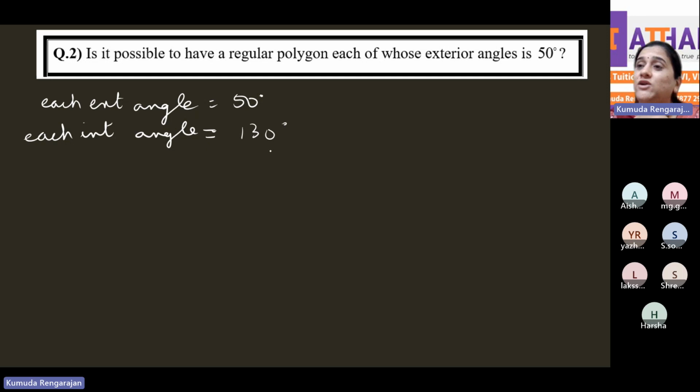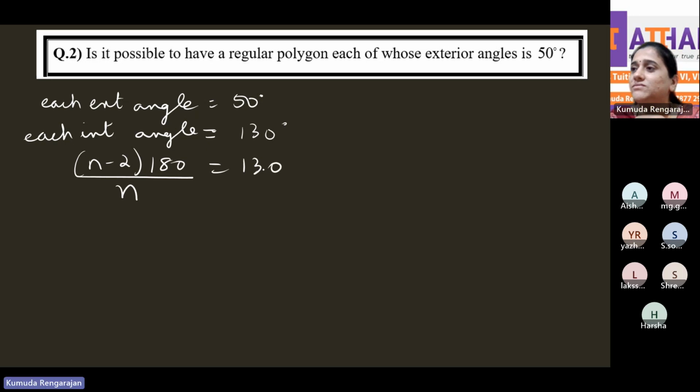Now, what is the formula to find the measure of each interior angle? (N minus 2) into 180 by N is equal to 130. This is the formula to find the measure of each interior angle: (N minus 2) into 180 by N, and that's equal to 130. Equate this. So when you multiply, 180 into N is 180N, minus 360, is equal to, cross multiply, 130N.